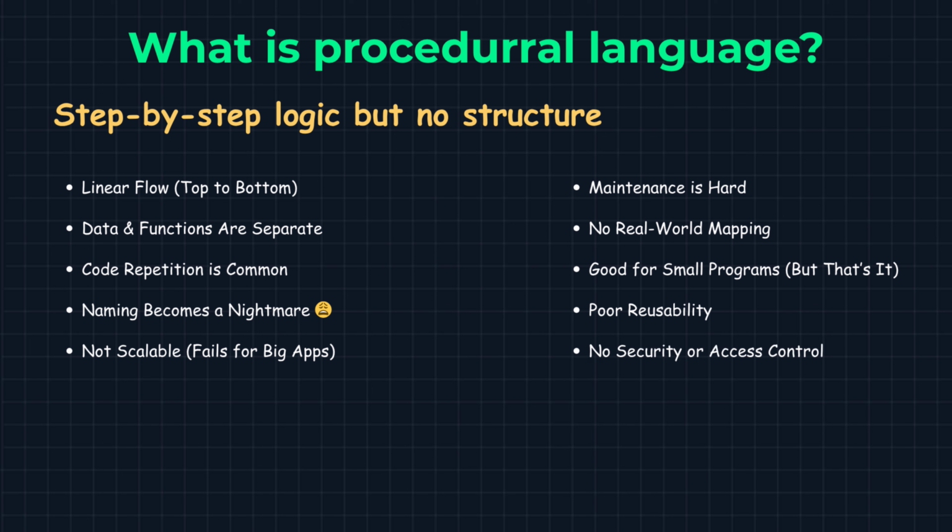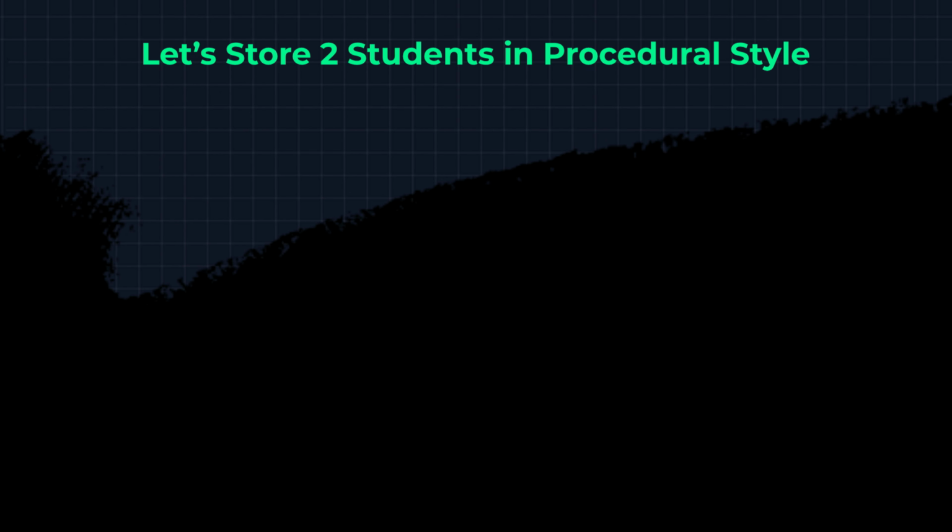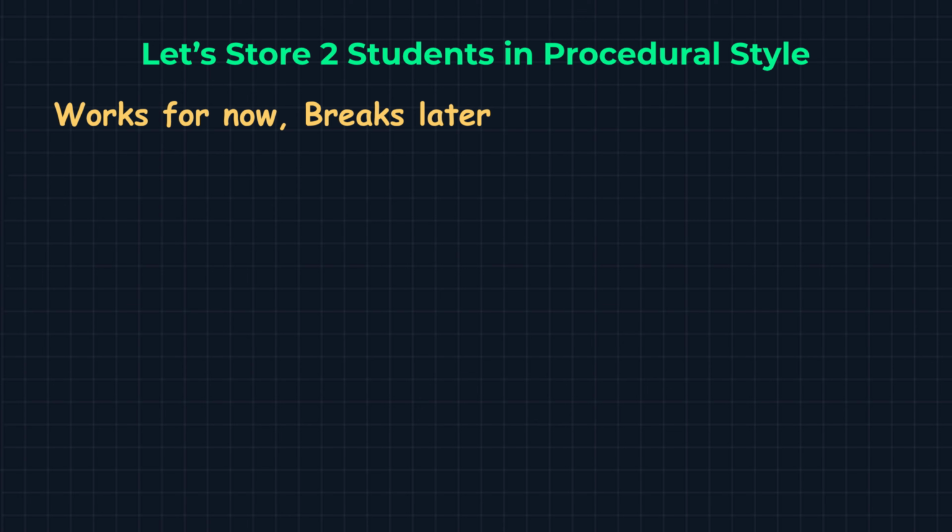All data is open and exposed. Anyone can accidentally change your variables, and that causes bugs. OOP gives us private and public controls to fix this. We'll learn that soon. Let's store two students in procedural style. Each student's data is stored in individual variables like name1, age1, and name2, age2, and so on. If we add a third student, we have to manually write name3 and age3. No automation. It's like writing the names of players on different pages instead of using a team sheet.